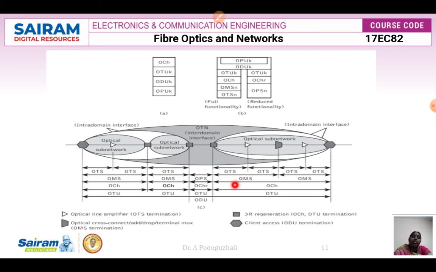Next, this optical multiplex termination can be defined as a single optical channel, and it is going to provide a single optical channel transport unit. Here at the end of the network there is a 3R regeneration, where your optical channel is going to be terminated, or your optical channel transport unit is going to be terminated. And here this hexagonal shape is a client access where your optical data unit is going to be terminated.